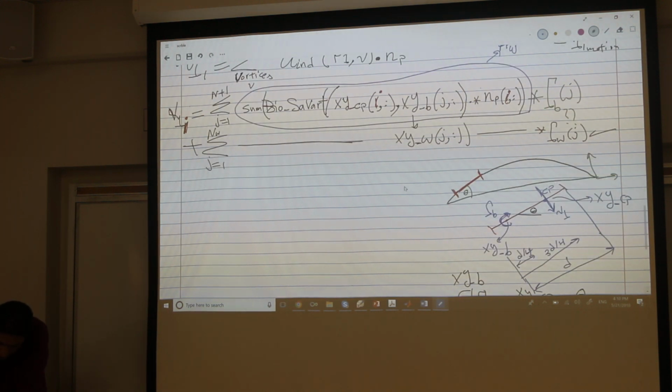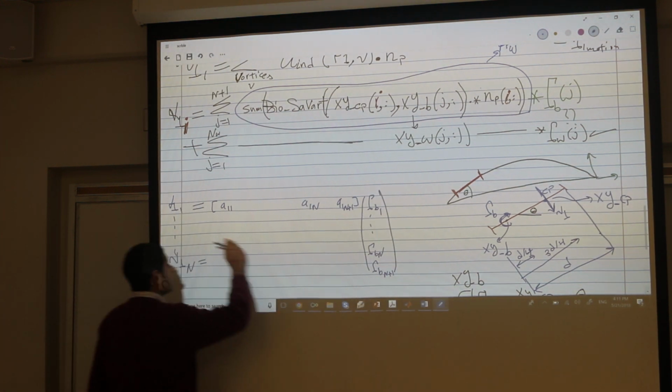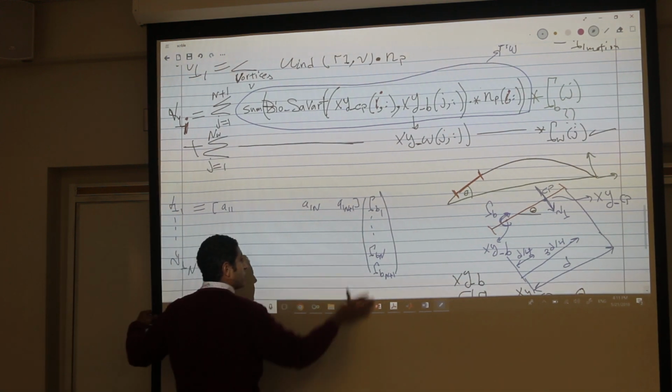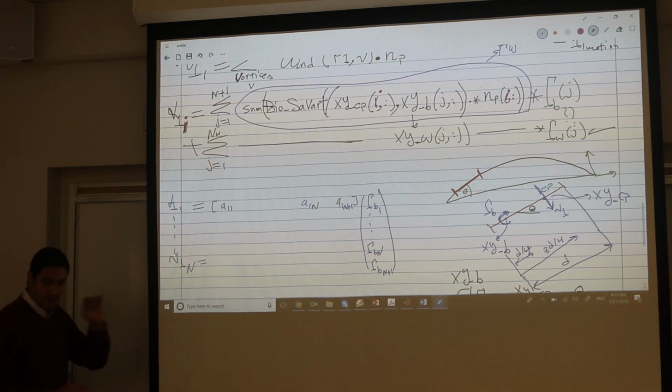So at the end of the day, the V normal 1 up to V normal N is equal to A11 times gamma bound 1 up to A1n gamma bound n, but also A1n plus 1 times gamma bound n plus 1. The effect of all bound vortices on the control points. N plus 1 bound vortices on the wing, but in the control points. Okay?